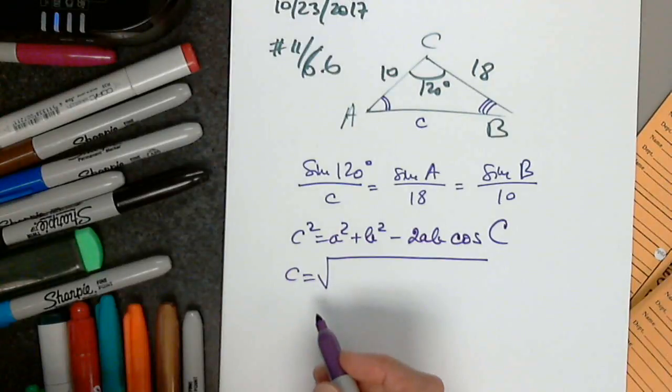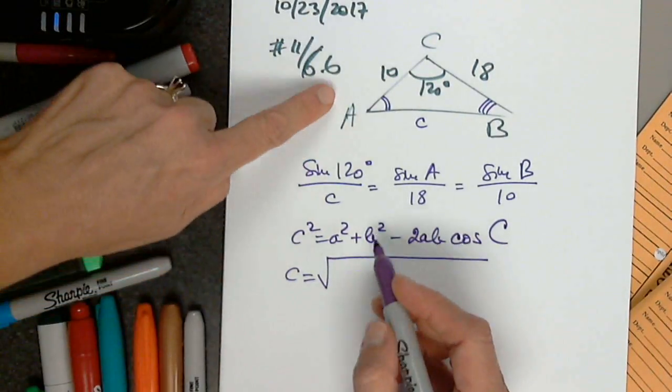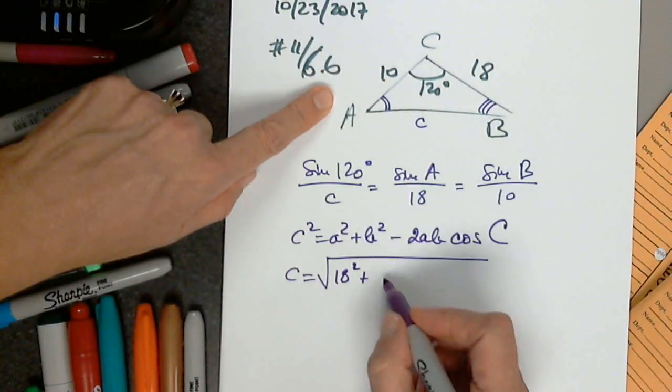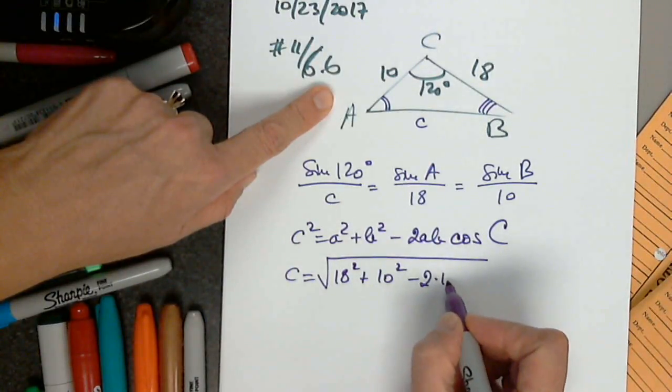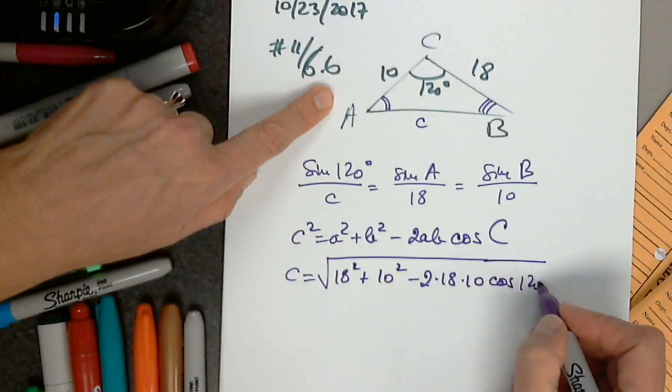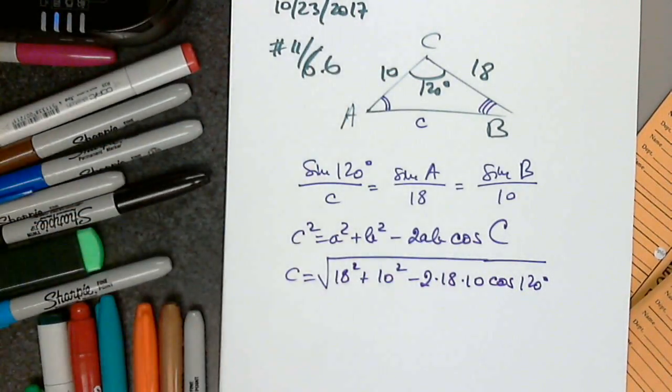So then C will be the square root. I will not put plus or minus, right? A squared, which is this, 18 squared, plus b squared, which is 10 squared, minus 2 times 18 times 10 times cosine 120 degrees. That's all I need. So I just plugged it in.